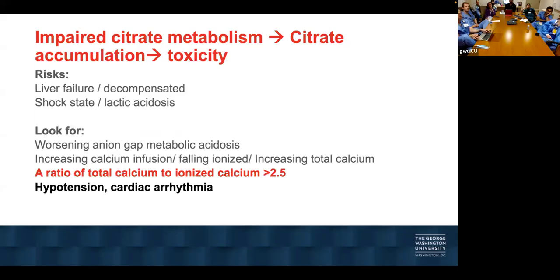Impaired citrate metabolism, as we said, accumulates citrate, and that's the toxicity risk. We talked about liver failure, shock state. Look for worsening metabolic acidosis, increasing calcium infusions, falling ionized calcium, increasing total calcium as we talked about, and the ratio above 2.5. And you start having hypotension, cardiac arrhythmia, and hopefully we don't get there.